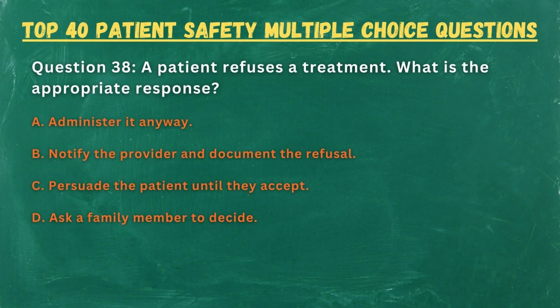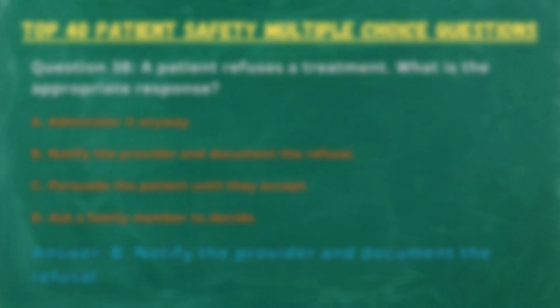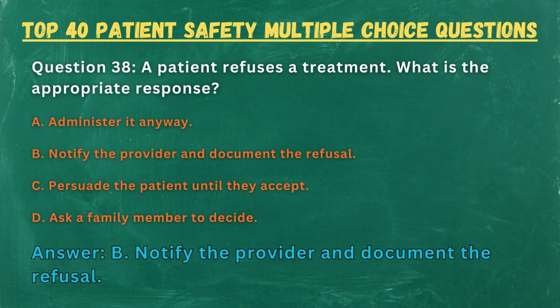Question 38. A patient refuses a treatment. What is the appropriate response? A. Administer it anyway. B. Notify the provider and document the refusal. C. Persuade the patient until they accept. D. Ask a family member to decide. Answer: B. Notify the provider and document the refusal.